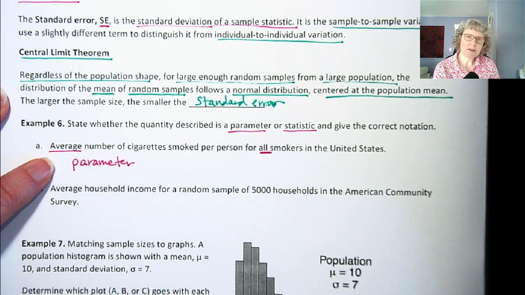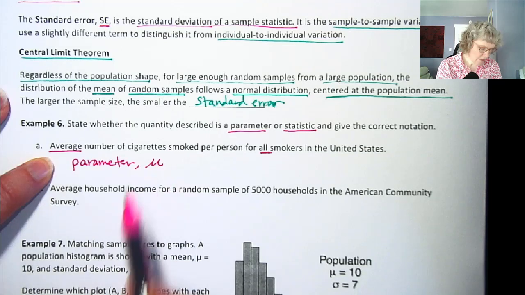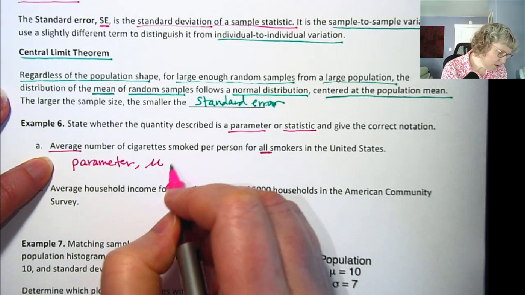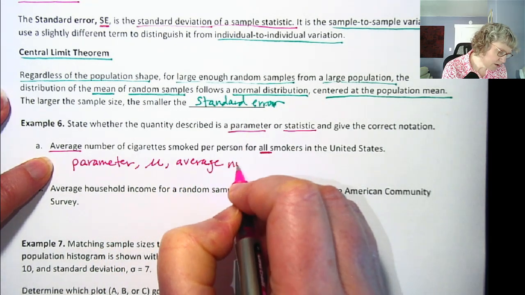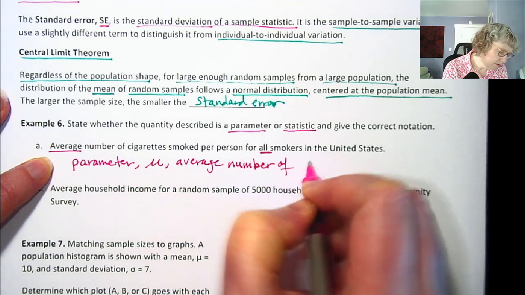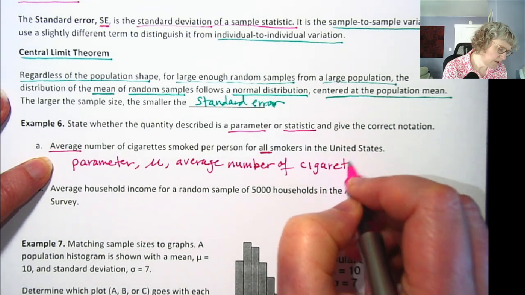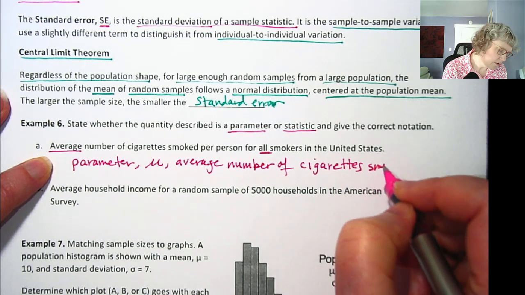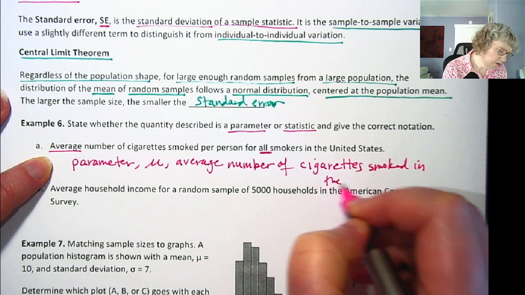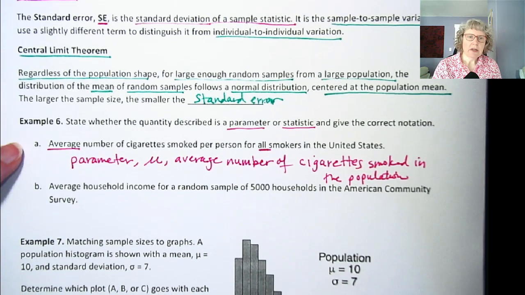And remember, for a mean, what is the symbol for the mean of a population? It's mu, like a U with a little tail at the beginning. Mu. And I'll say average number of cigarettes, how do you spell that? One R, two T's, smoked in the population. Okay, great. Let's do another one.